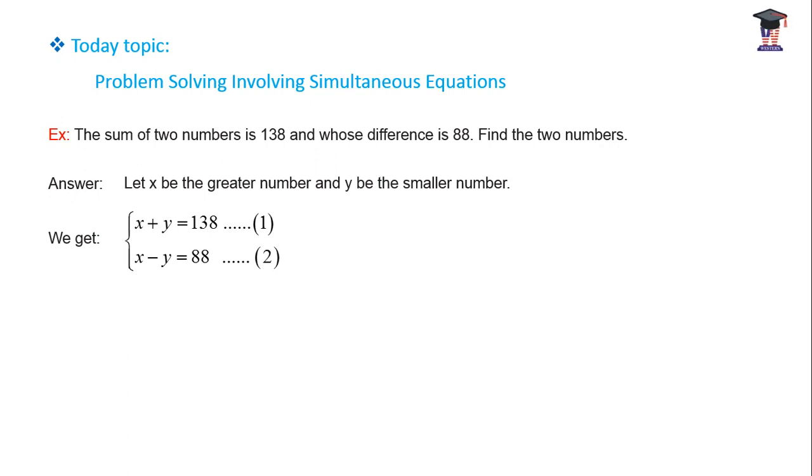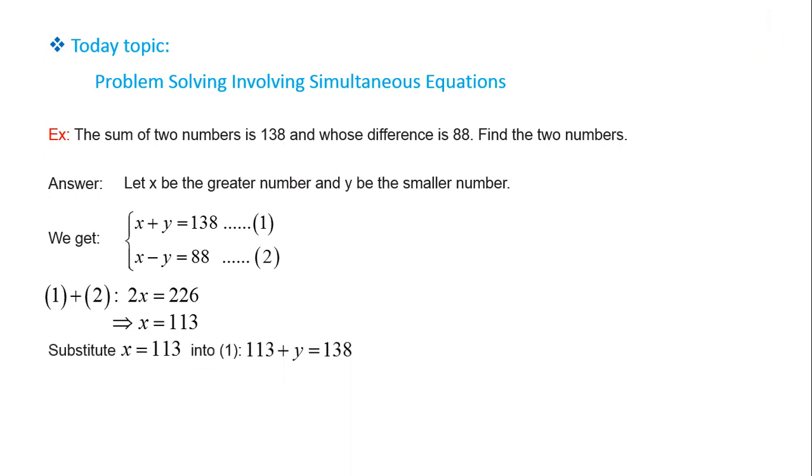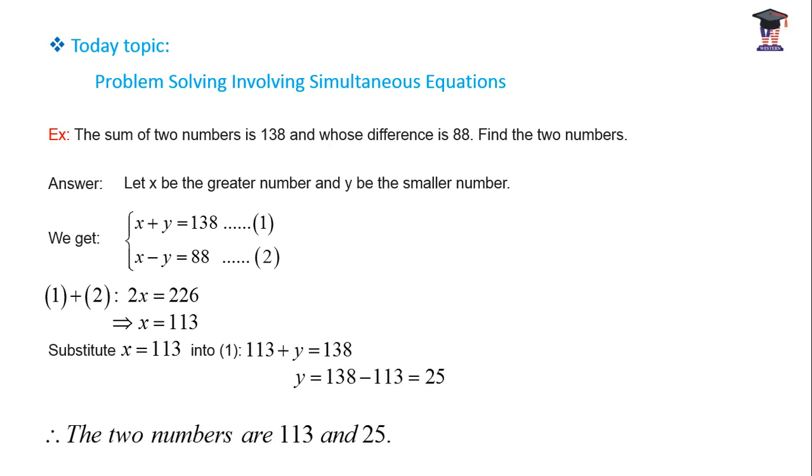So we can omit y, so we get 2x equal to 226, and we solve for x, we will get x equal to 113. The same thing, we need to find out y. We substitute x equal to 113 into 1, so we get 113 plus y equal 138. Solve for y, we will get 25. So the two numbers are 113 and 25.